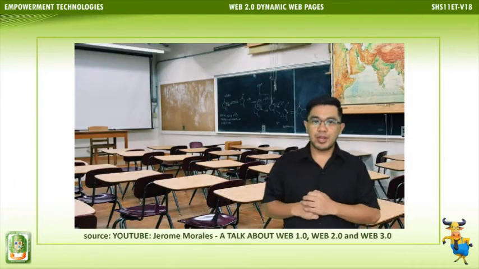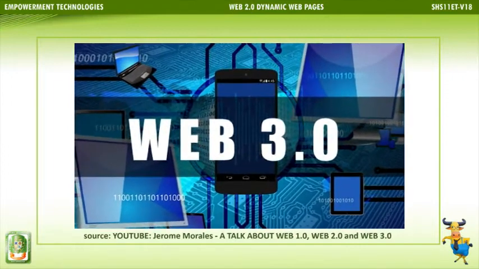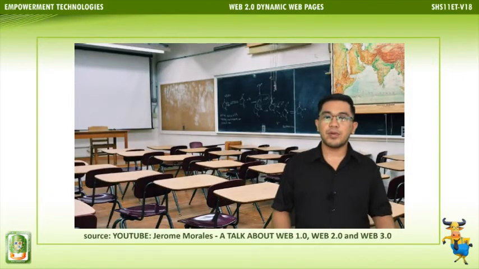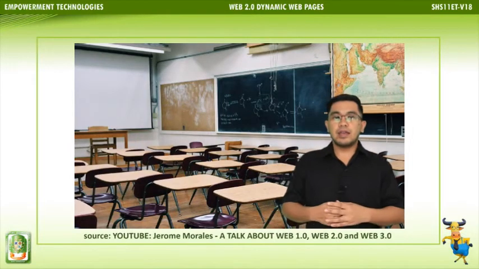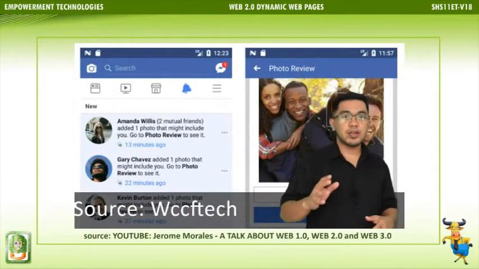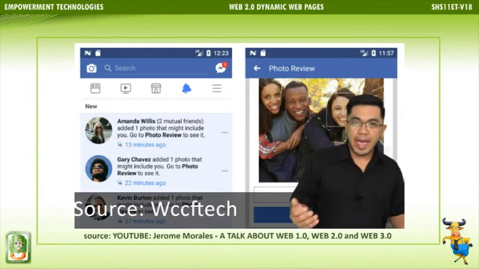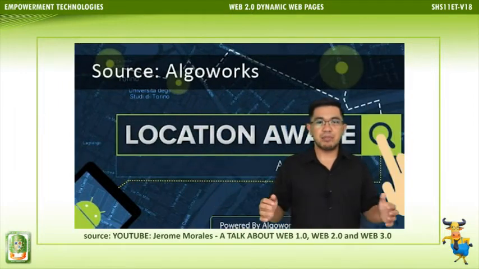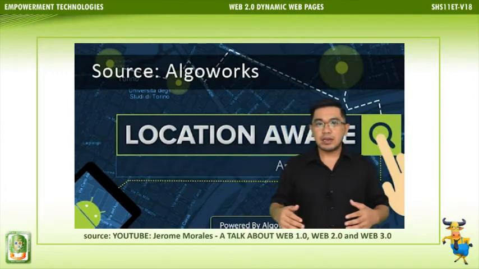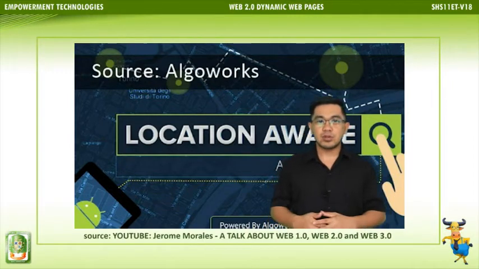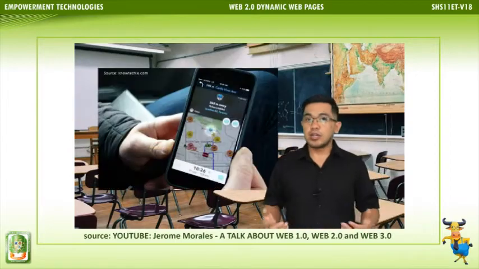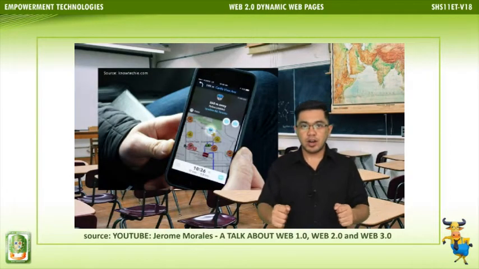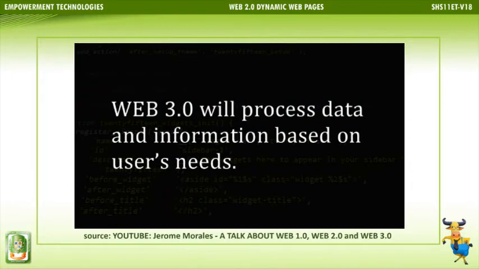All right, so now let's move on to Web 3.0. You might have noticed that on your smartphone, Facebook is notifying you that somebody posted a photo that might include you. Or some apps on your smartphone are aware of your current location, like the GPS app or even Google Maps, which is actually tracking your location in real time while you're driving the car. And in Web 3.0, the web will now process data and information based on the needs of users.